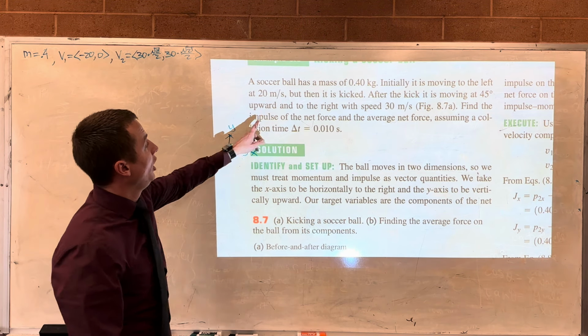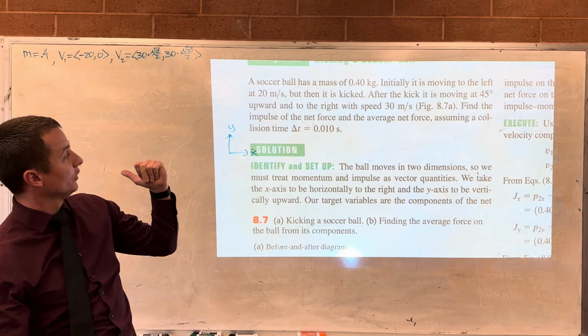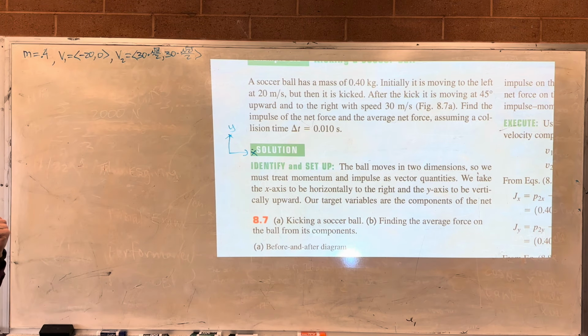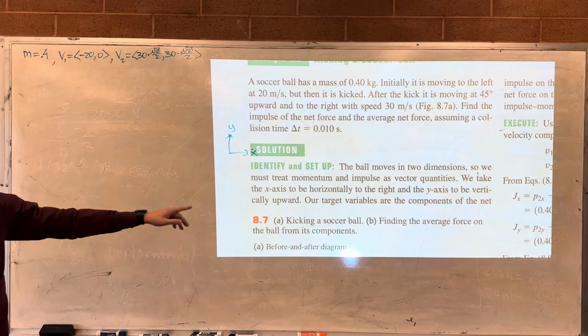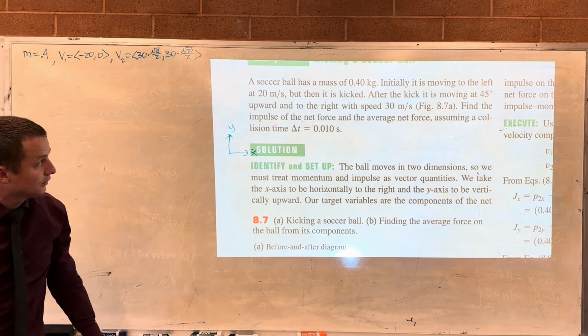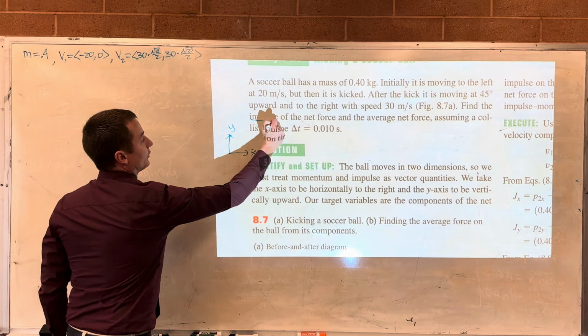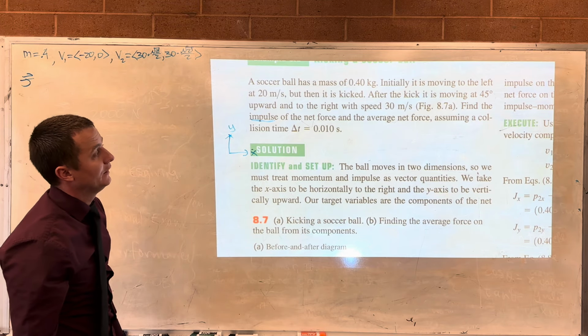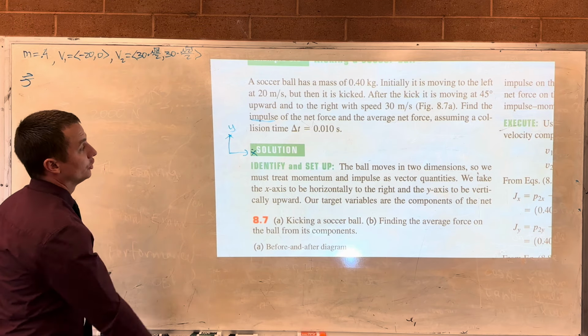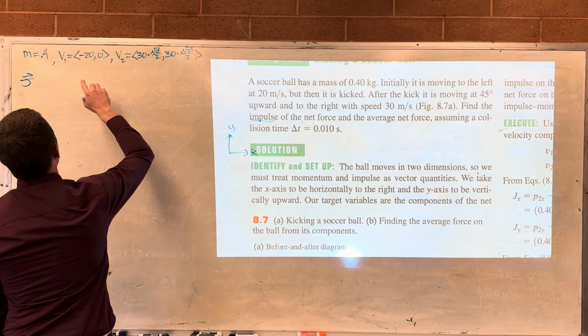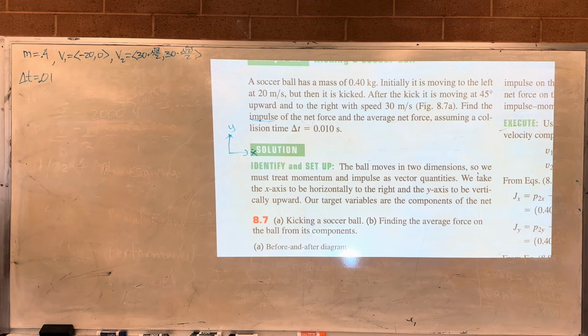So, a soccer ball, we have its mass. Initially, it's moving to the left at 20 meters per second, but then it's kicked. After the kick, it's moving at 45 degrees upwards to the right, 30 meters per second. Find the impulse. Okay, so we're looking for the impulse of the net force, and then the average net force. Assuming the same delta t as before. So once again, our delta t is equal to 0.01, right? Yes. Okay.